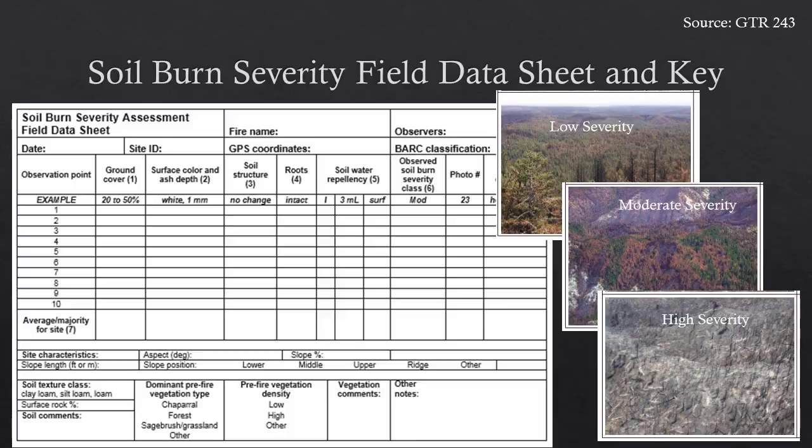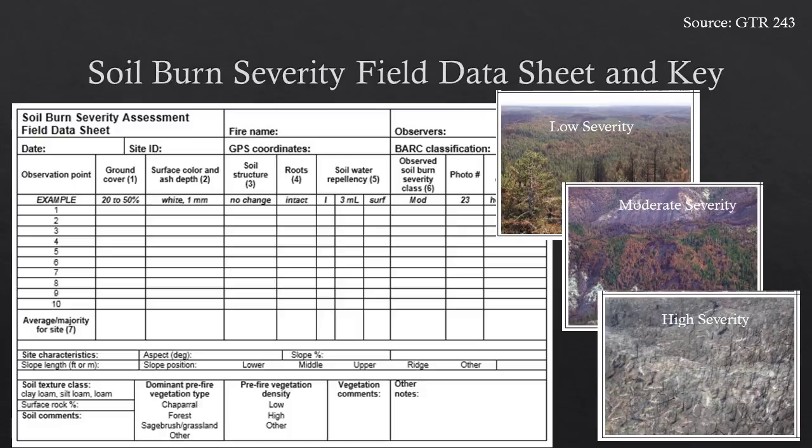During field sampling, the severity class is given based on ground cover, surface color and ash depth, soil structure, roots, and soil water repellency. Key and Benson state that there's no need to place samples across an entire burn. Rather, choose accessible areas near roads. We use remote sensing to be able to extrapolate from not-so-remote areas to remote areas, saving time and allowing for more points to be collected.